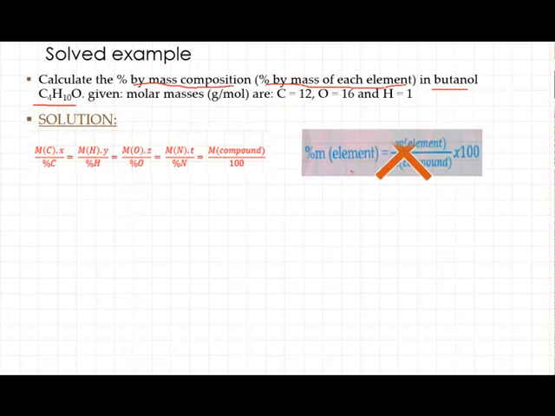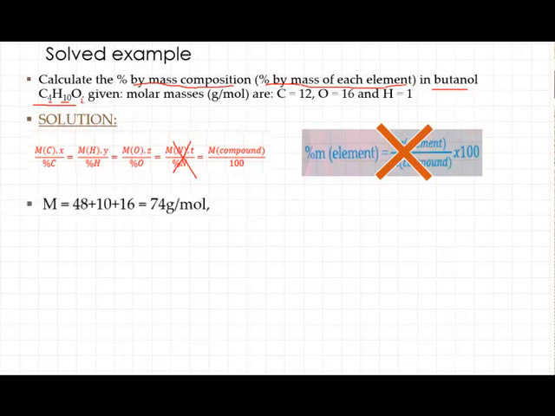The only available relation is the law of definite proportion of mass, because we have the molar mass of each element: the molar mass of carbon, the molar mass of oxygen and the molar mass of hydrogen, and also we have the value of the coefficient subscripts x, y and z. In this relation we don't use nitrogen, as it is not included in the molecular formula of butanol. We have 4, we have 10, and the oxygen here is equal to 1.